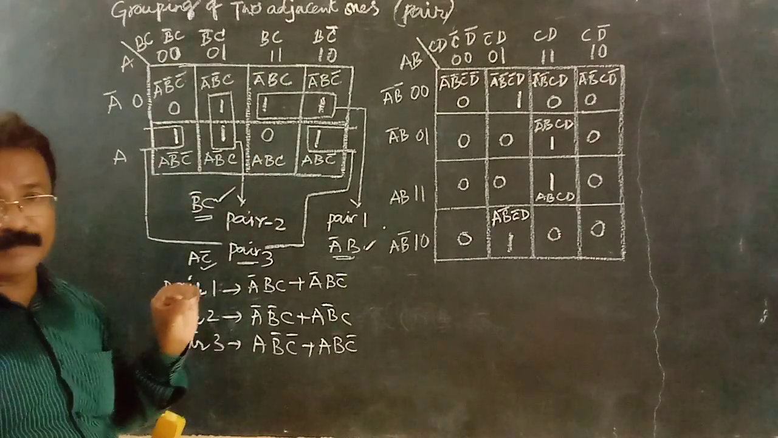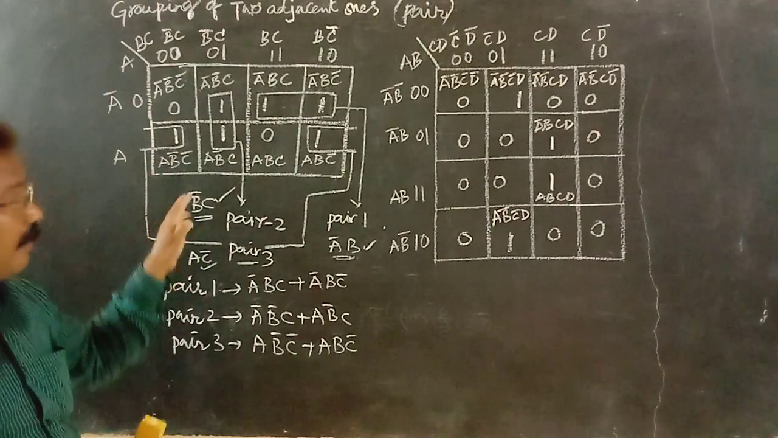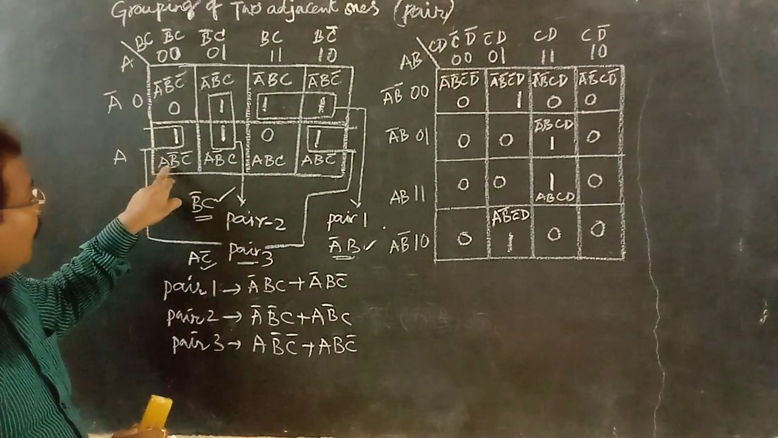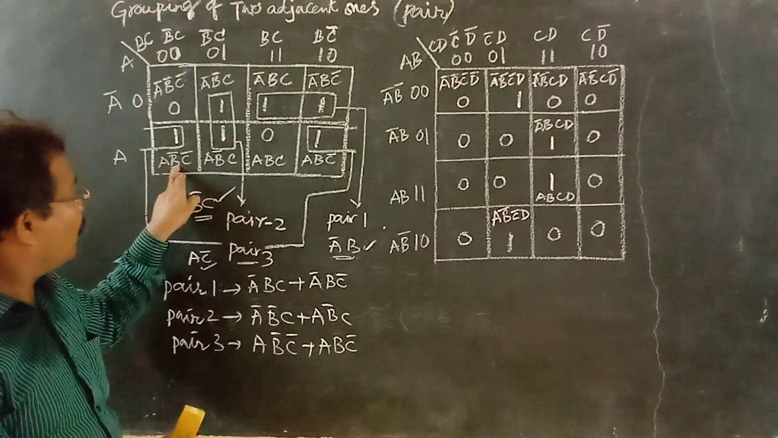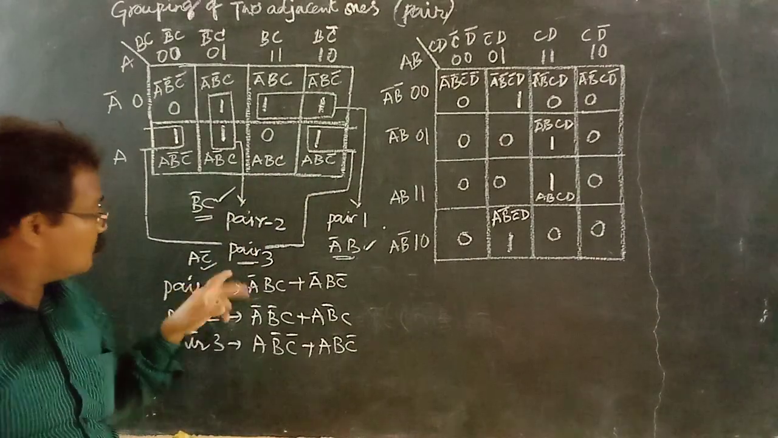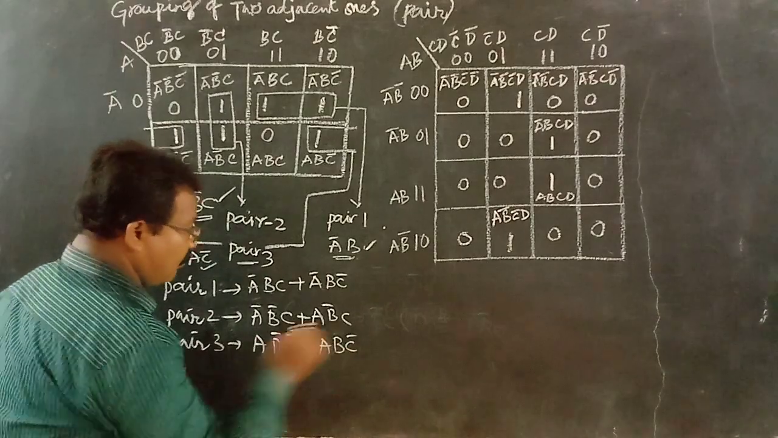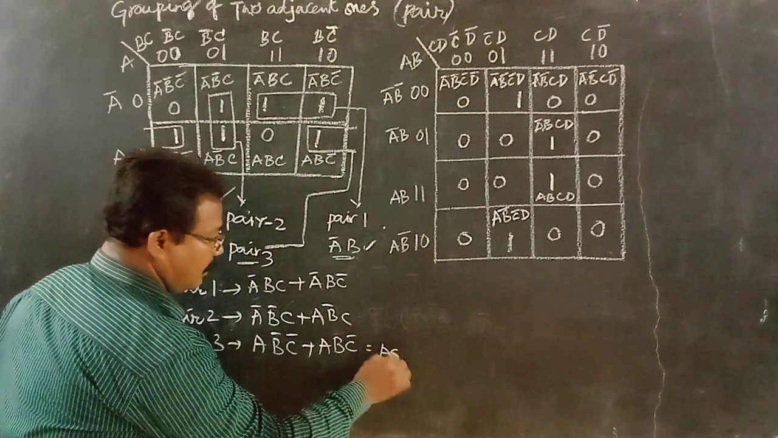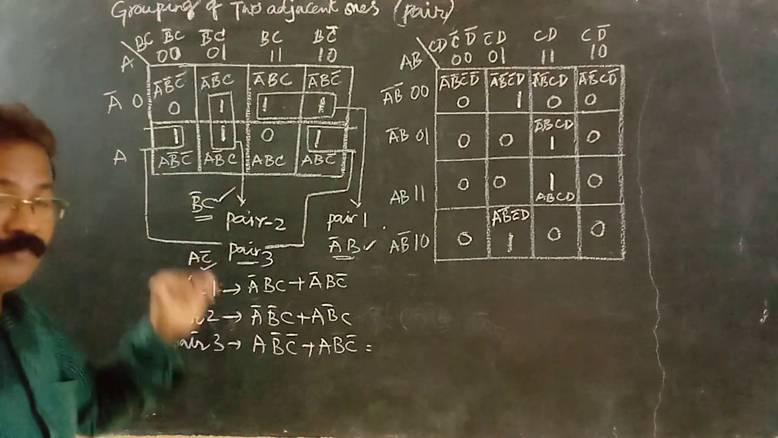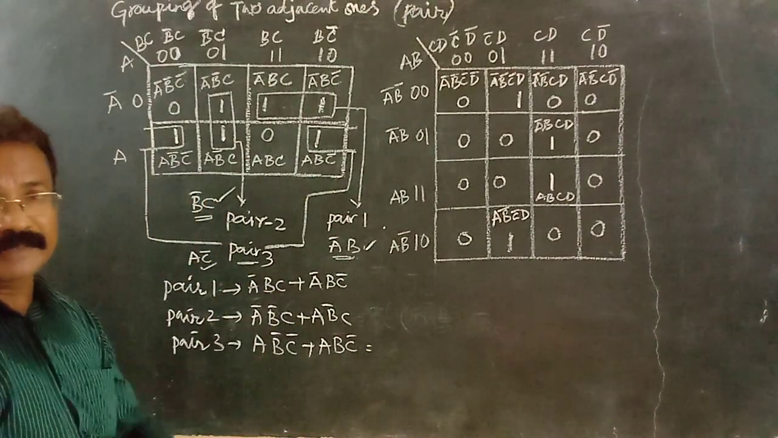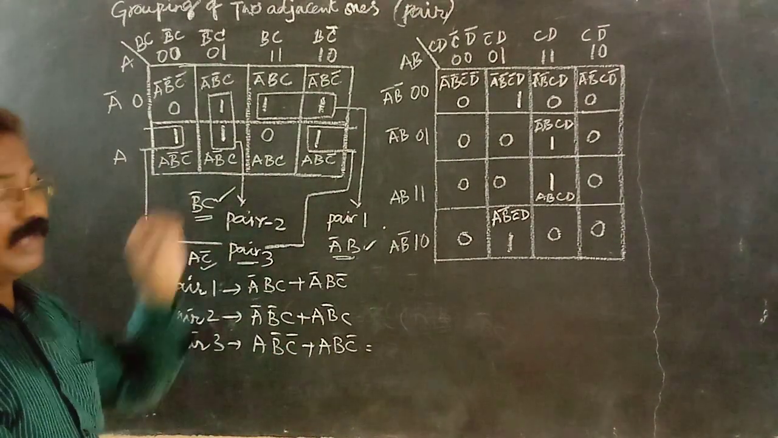For pair 3, the simplification of the Boolean expression by combining the pair 3 cells A, B bar, C bar and A, B, C bar: here A, C bar is common, B bar and B, they are different. So directly we can write it as A, C bar. So this is the method to simplify the Boolean expression by using the K-map.